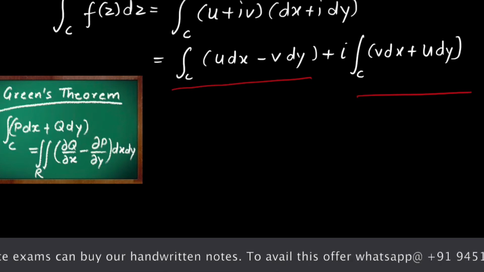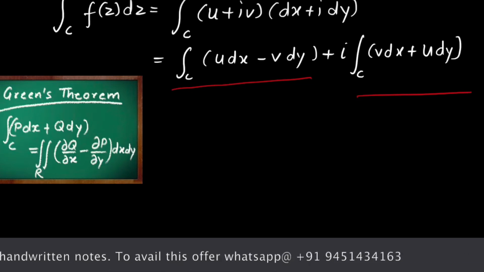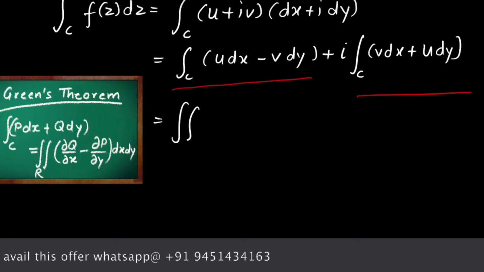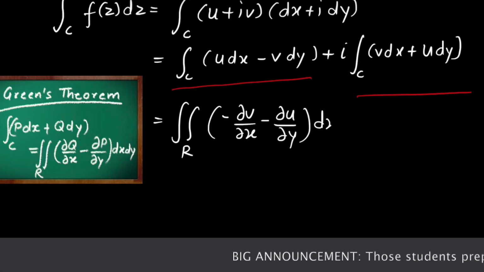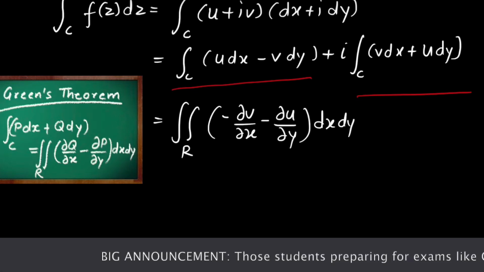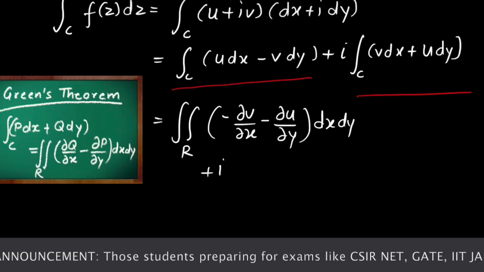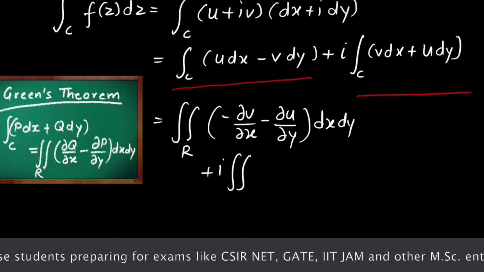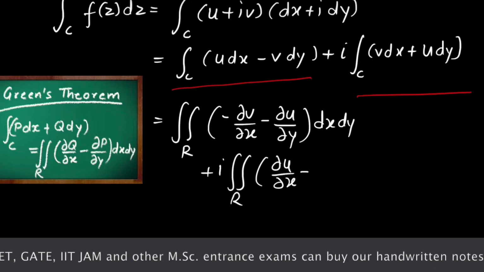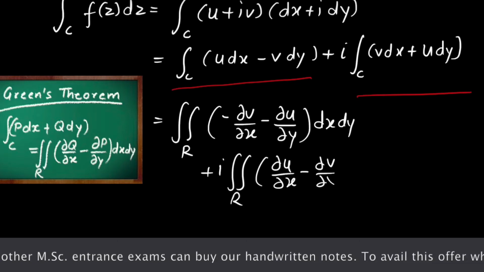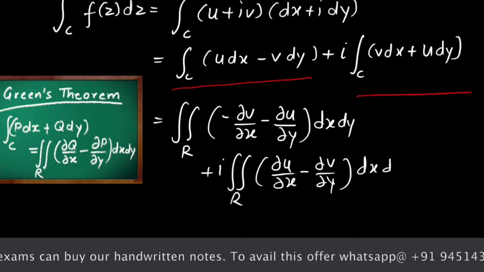So applying Green's theorem, we'll have a double integral in region R of (-∂v/∂x - ∂u/∂y) dx dy, plus i times the double integral in region R of (∂u/∂x - ∂v/∂y) dx dy.